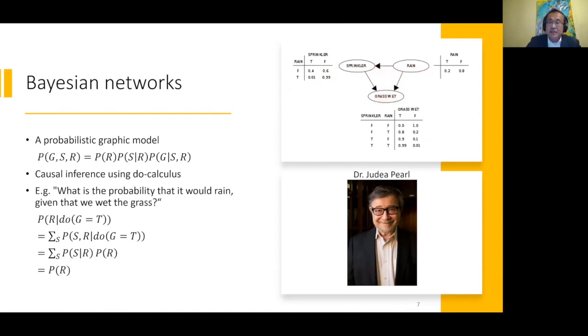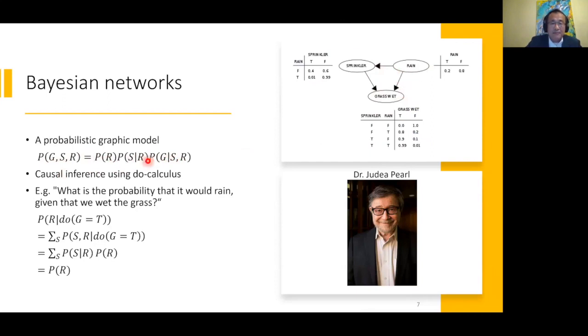Based on these statistical dependencies modeled in the graph, we can get a joint probability model for all the variables in the system. The joint probability of grass, sprinkler, and rain can be factorized to the probability of rain, the conditional probability of sprinkler given rain, and the probability of grass given both the status of sprinkler and rain. That is the result of this probabilistic model.